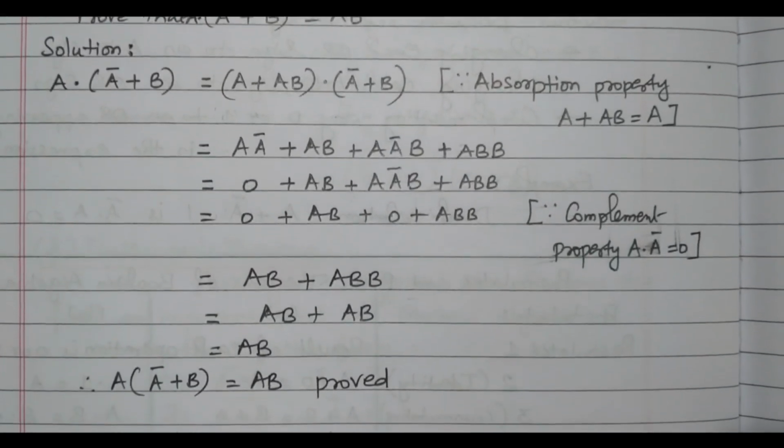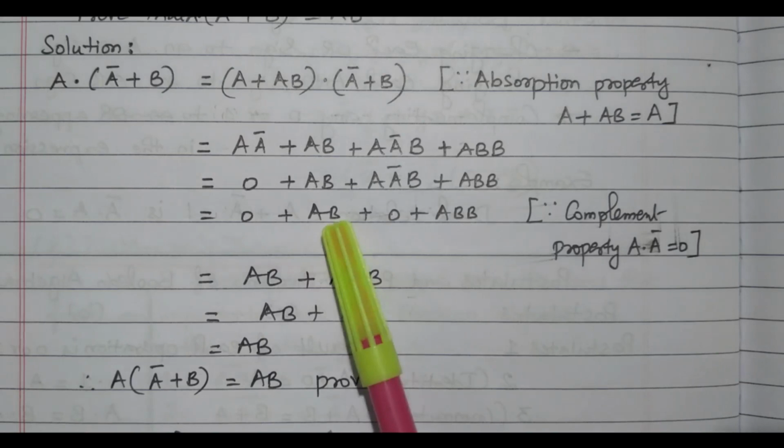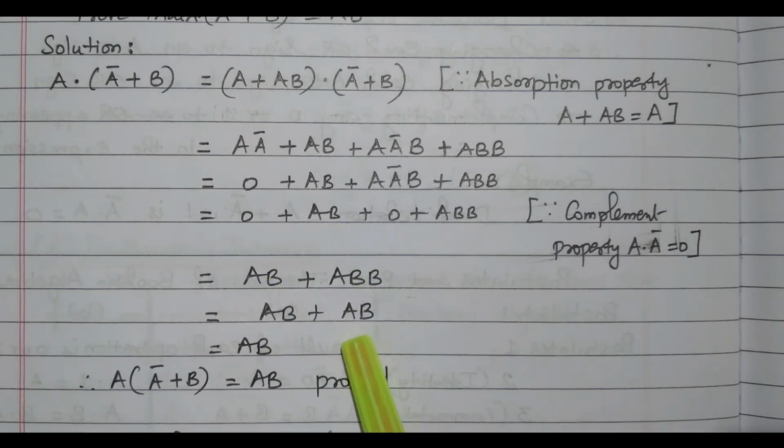So for further simplification, what we have, ab plus abb, abb is written as ab, right? So ab plus ab is again nothing but ab only. So a plus a equal to a. One theorem is available based on that, ab plus ab equal to ab only. So we proved that a into a bar plus b equal to a into b. Now we proved the second theorem also.